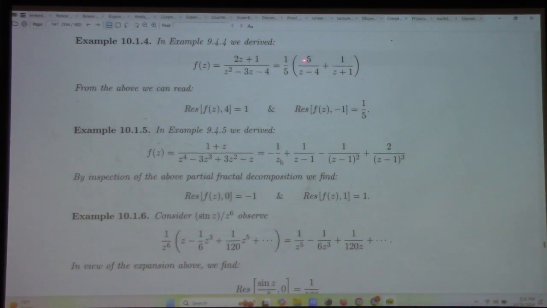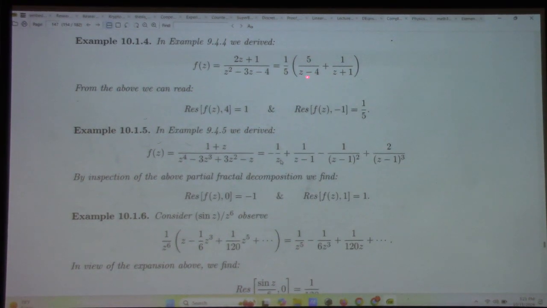And so from this, I can read that the coefficient of 1 over z minus 4 is equal to just 1, because the 5's cancel. On the other hand, at minus 1, we get 1/5. In order for these calculations to be legitimate, I need to know that everything that's not the reciprocal term is analytic at the singularity. But notice that this 5 over z minus 4 is what?